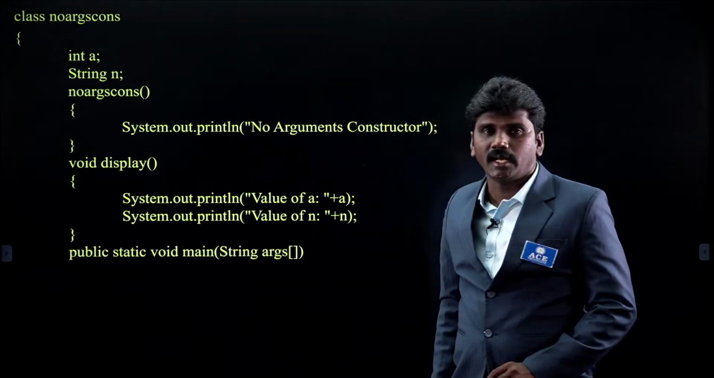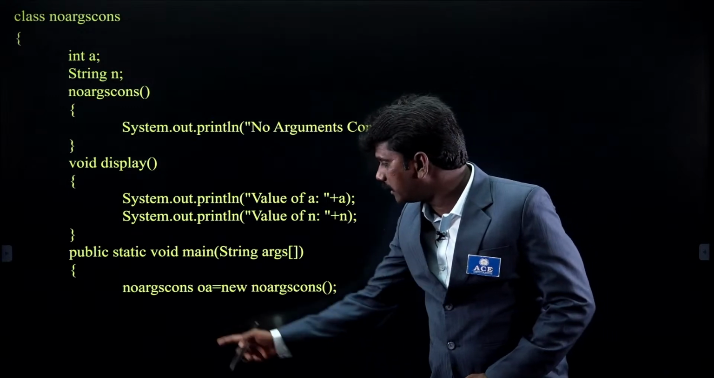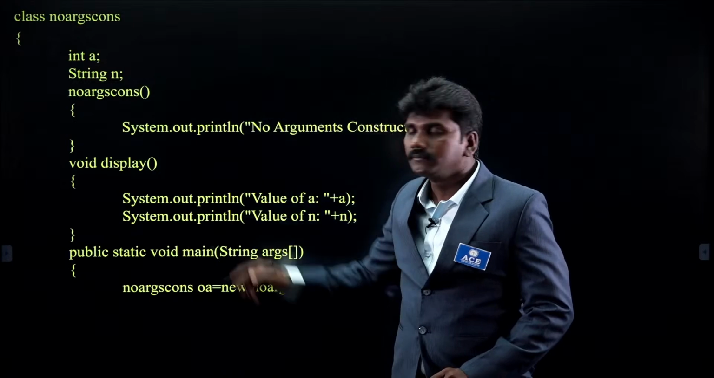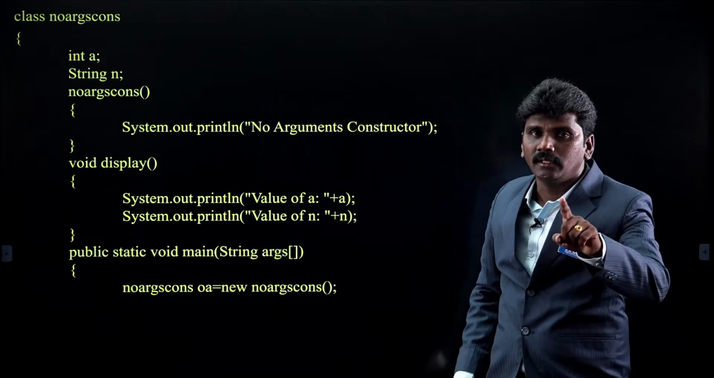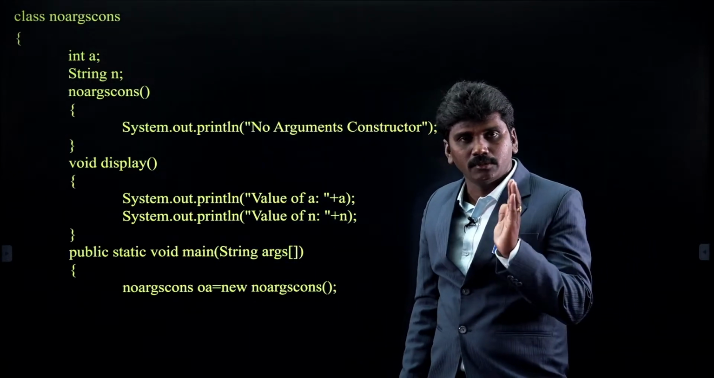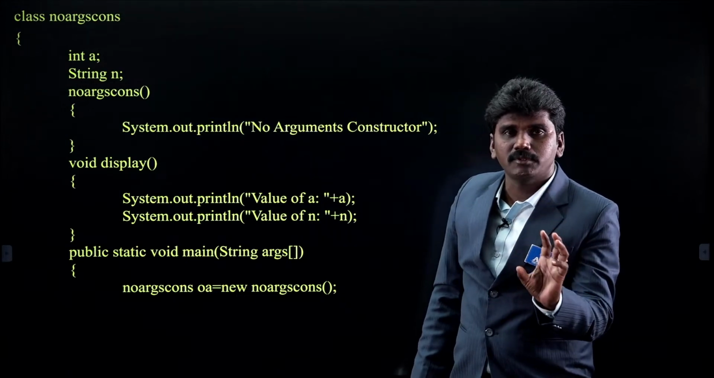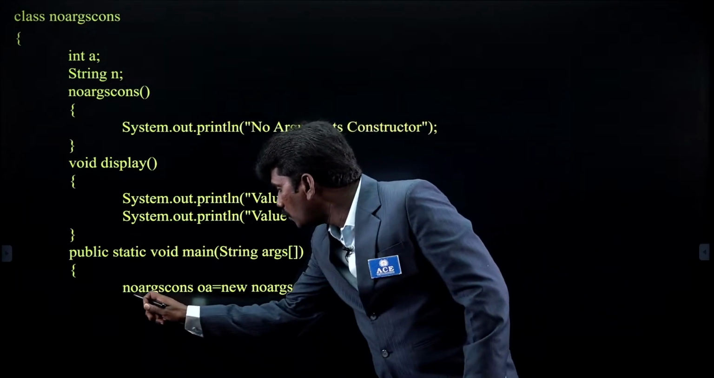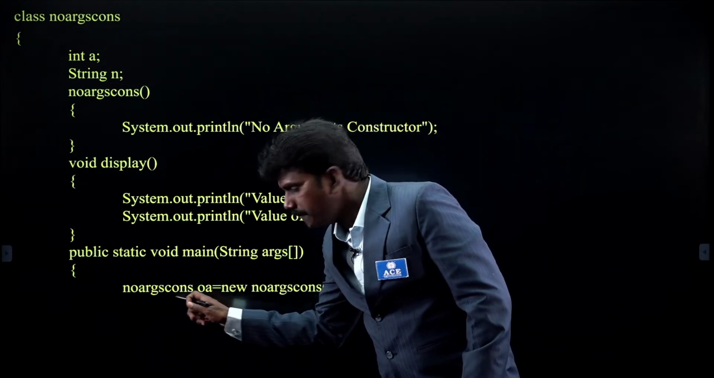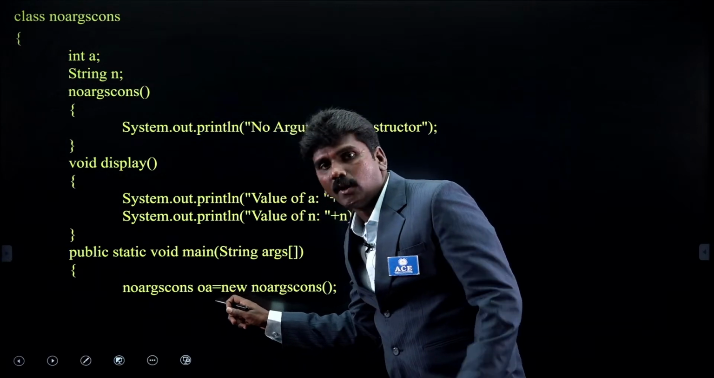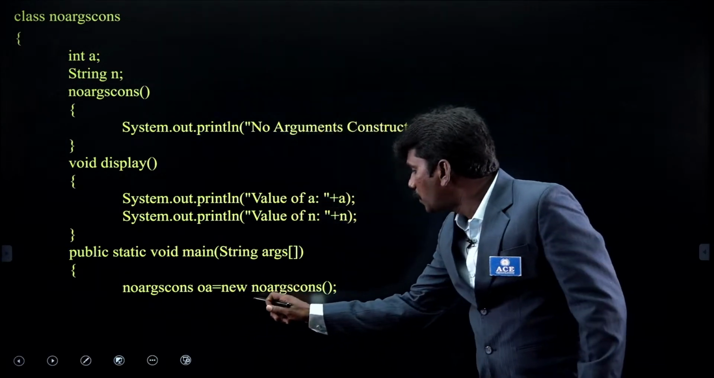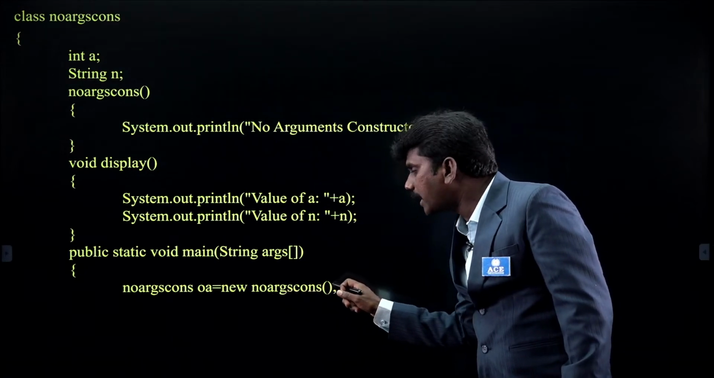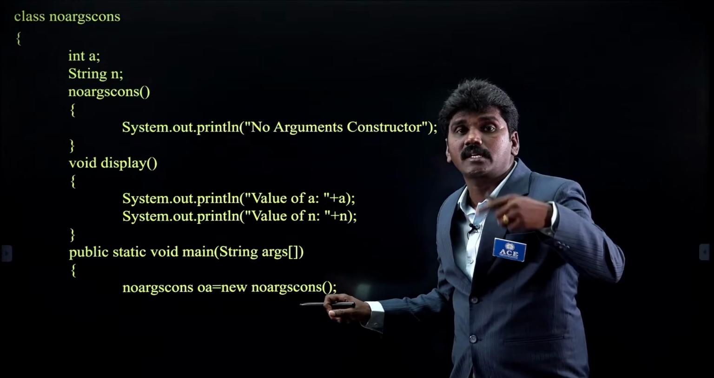Also inside the main method, we try to create the object for NoArgsCons, which is the class name. How will we create the object? An object is created using the syntax class name, object name = new class name. So here NoArgsCons is the class name, and oA is the object name = new NoArgsCons(), the class name along with the parentheses, which means it is the constructor calling.